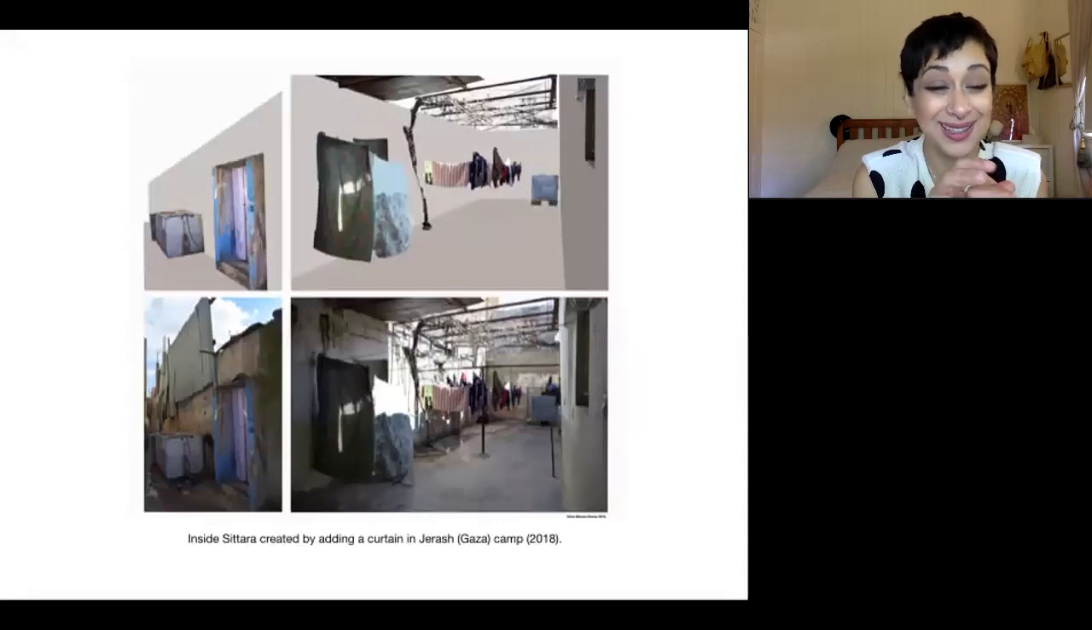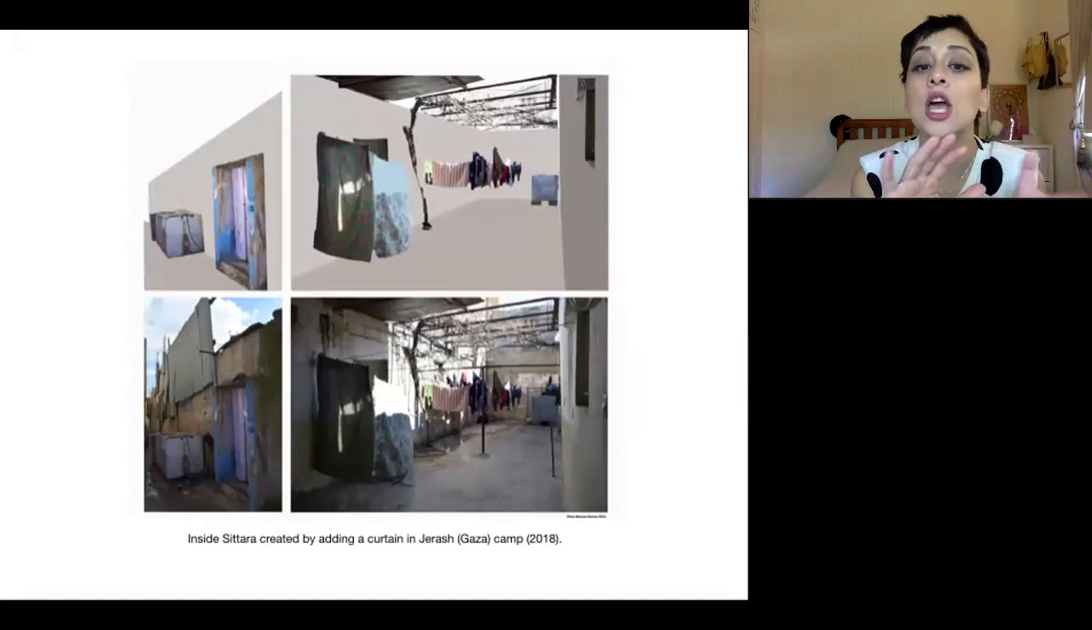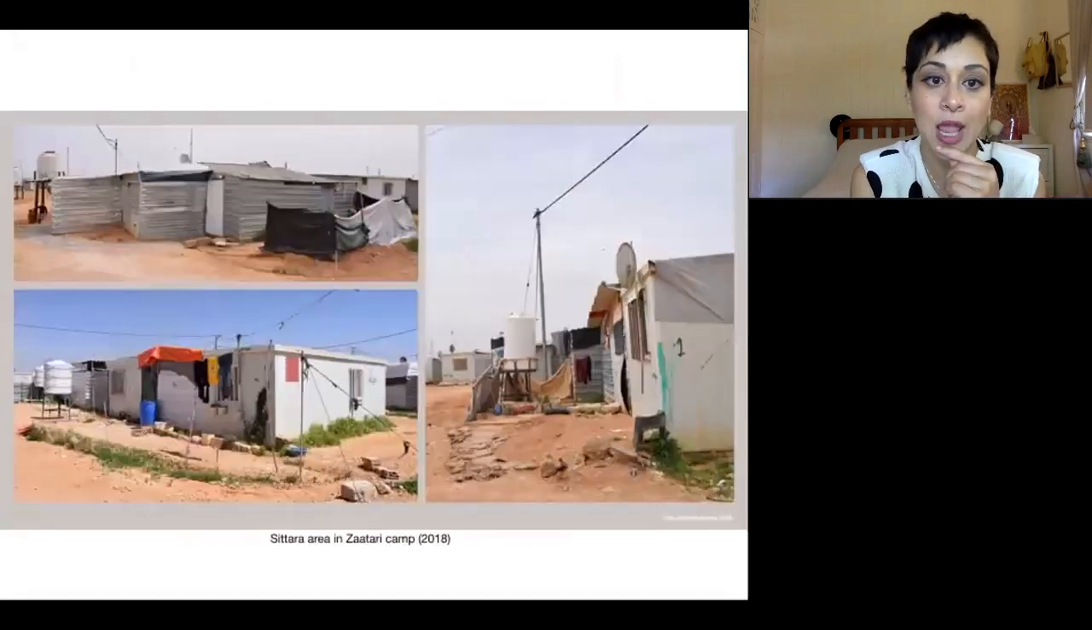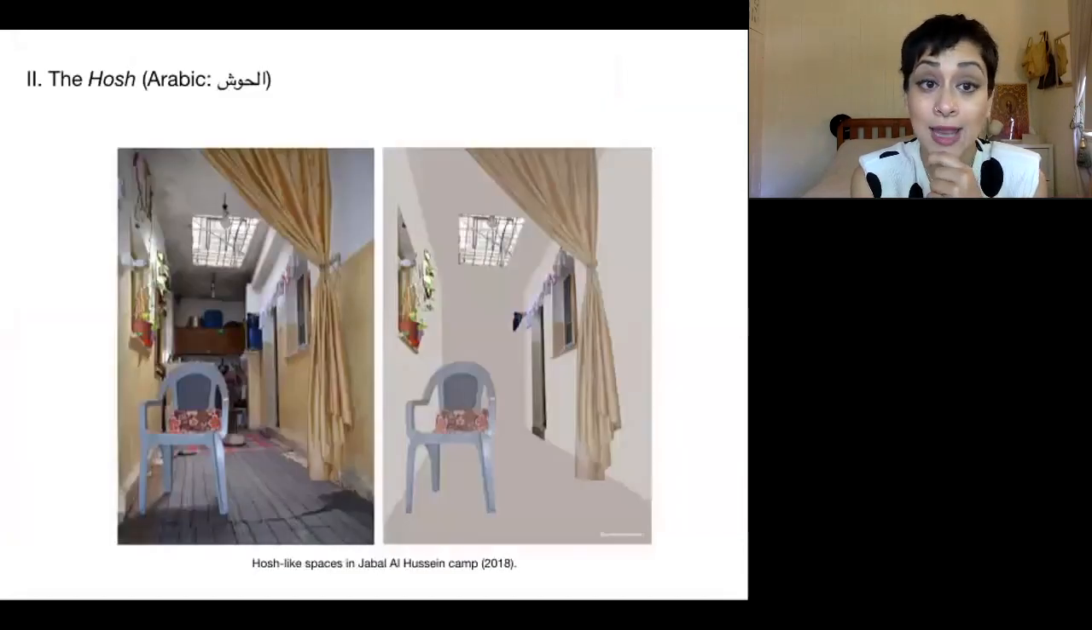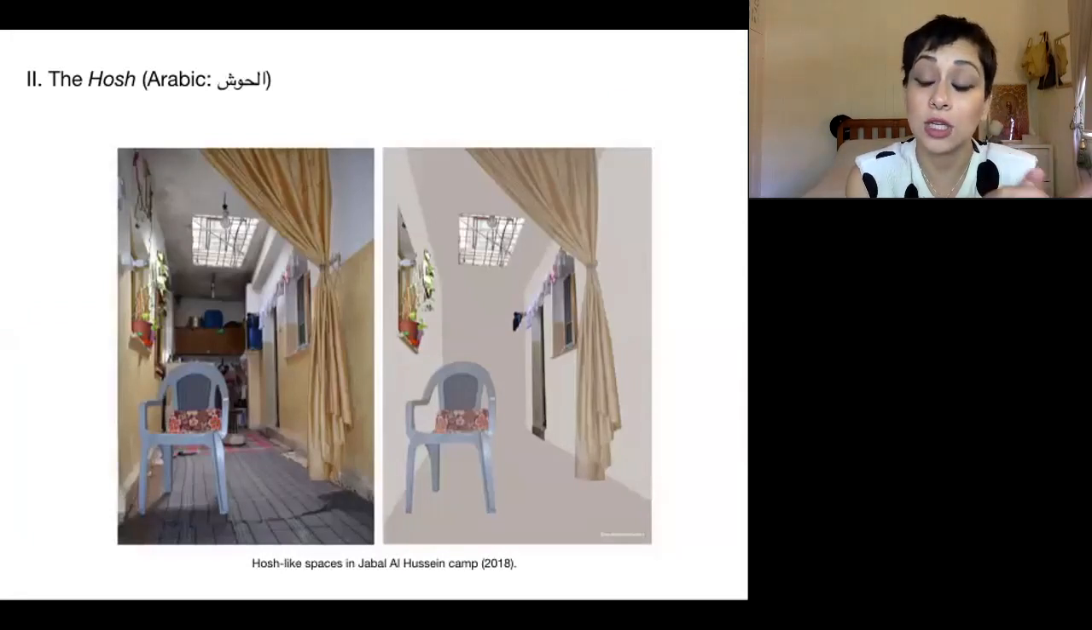In the younger Jerash camp, you'd see it as introverted inside the entrance, using blankets or fabric to create an in-between space. And in the Zatari camp, which is the poorest and has very limited building materials, you would also see it with fabric and blankets. Also, there is the element of the haush, the courtyard, which is also an element found in traditional Middle Eastern architecture.